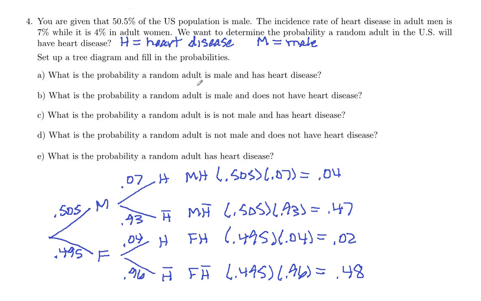What's the probability a random adult is male and has heart disease? So that's right here, male and heart disease. These are and probabilities. So 0.04, that's MH. Probability is male and does not have heart disease. So male, no heart disease, 0.47. So this is M, H bar, 0.47.